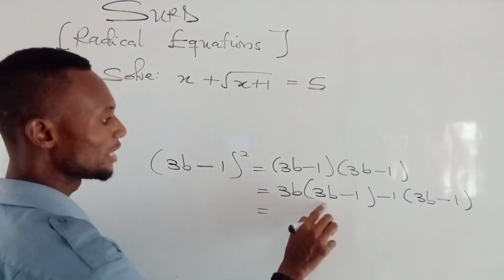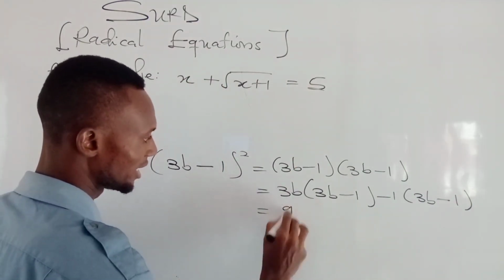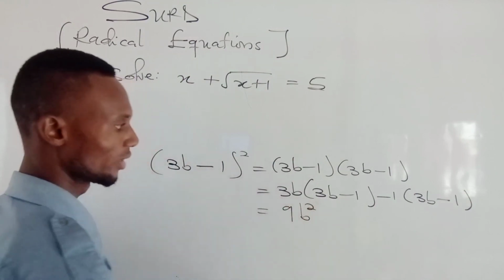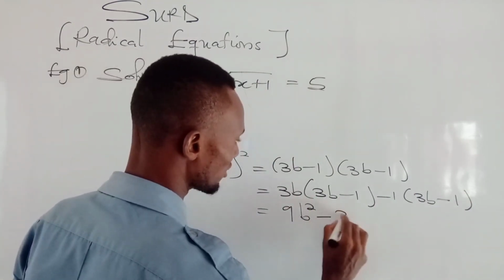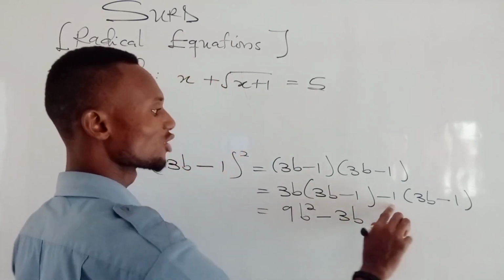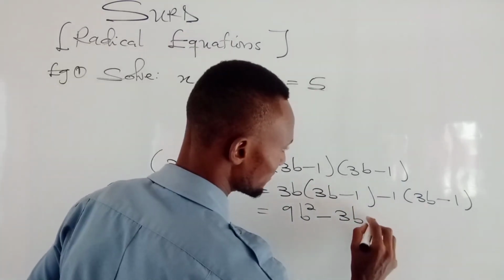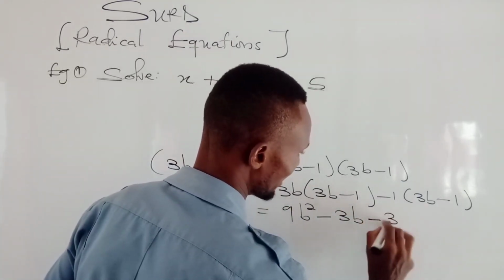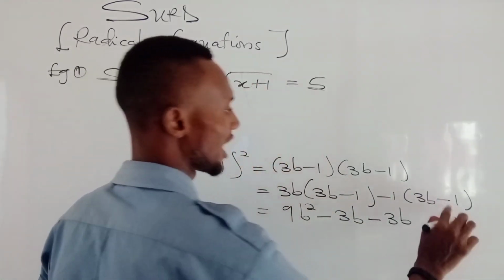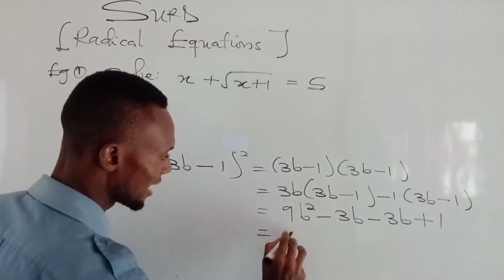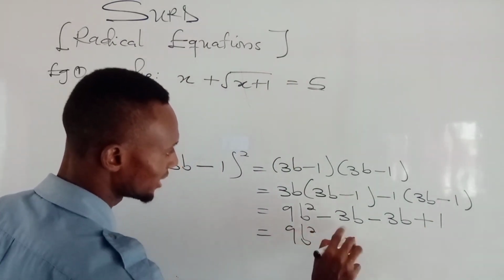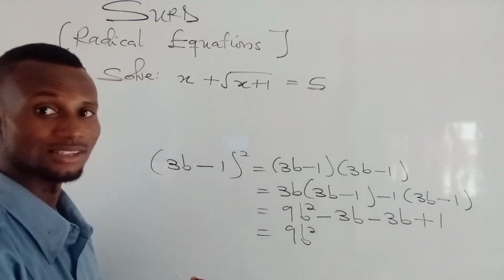Now let's open our bracket. 3b times 3b gives me 9b squared. Then 3b times minus 1 gives me minus 3b. Then minus 1 times positive 3b gives me minus 3b. Then minus 1 times minus 1 gives me positive 1. We can simplify further, so I have my 9b squared. This and this are like terms that you can simplify.